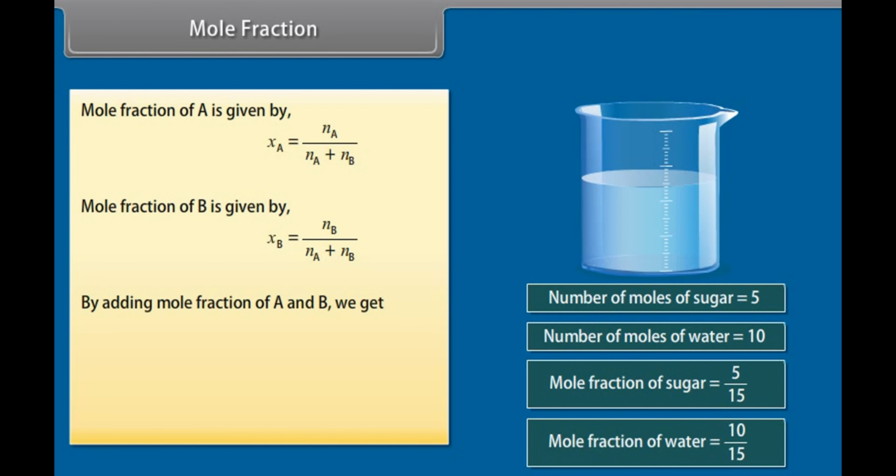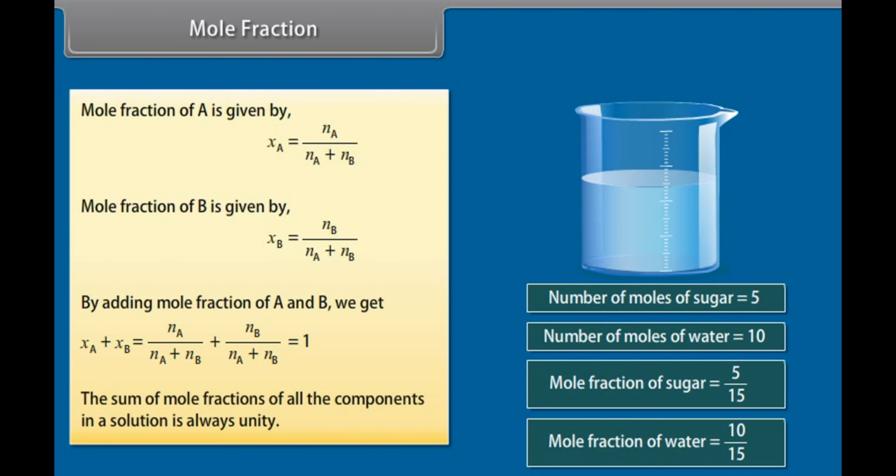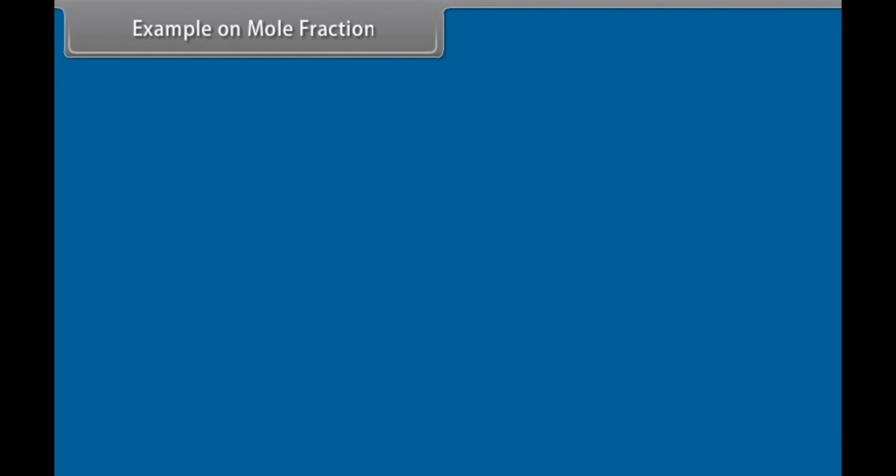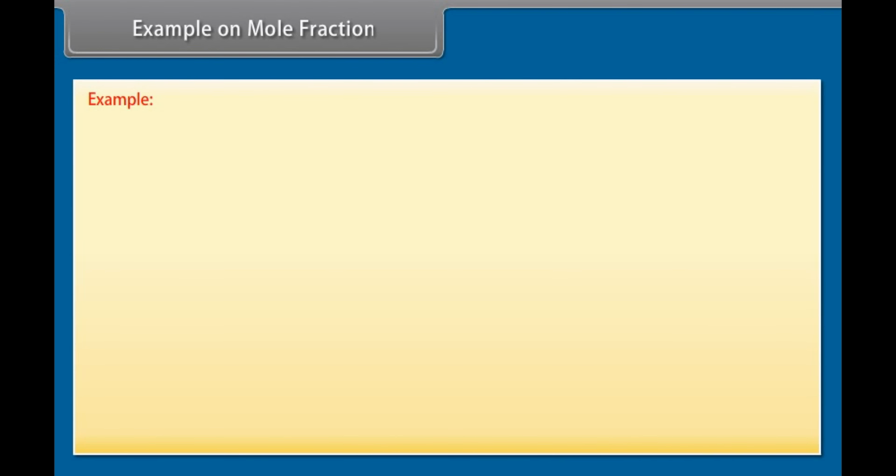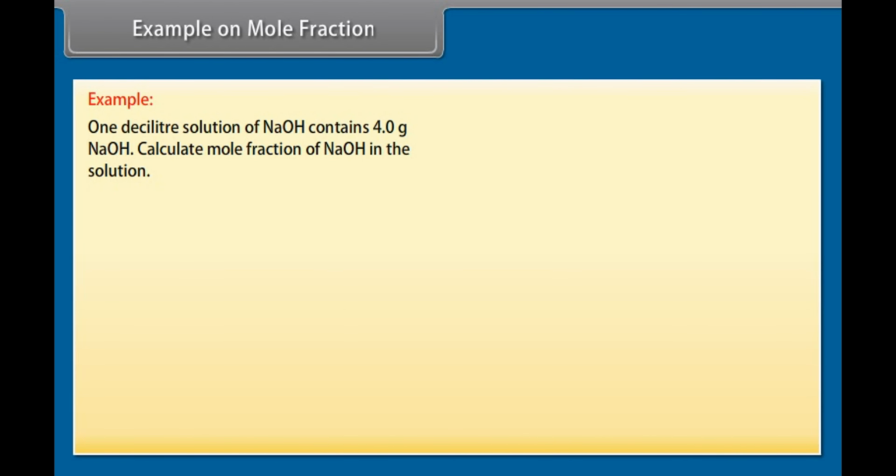By adding the mole fractions of A and B, we get XA plus XB is equal to 1. It implies that the sum of mole fractions of all the components in a solution is always unity. Example on mole fraction. Let's take an example of mole fraction. 1 deciliter solution of NaOH contains 4 grams NaOH. Calculate the mole fraction of NaOH in the solution.